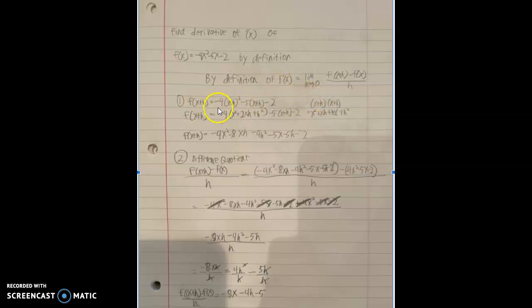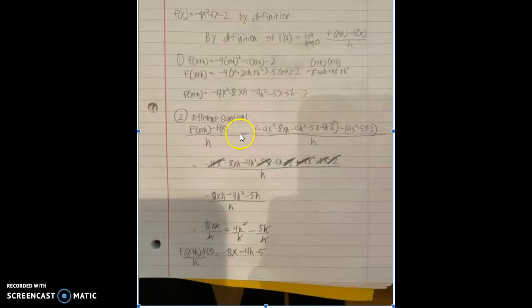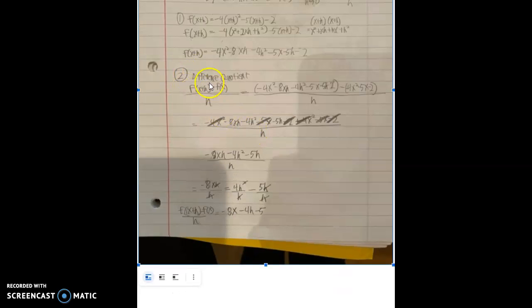Since it's squared, we would square it and we get negative 4 times (x squared plus 2xh plus h squared), minus 5 times (x plus h), minus 2. After that, we would combine all these together without parentheses. At that point, we get negative 4x squared minus 8xh minus 4h squared minus 5x minus 5h minus 2.